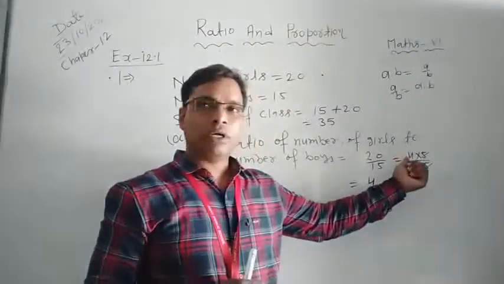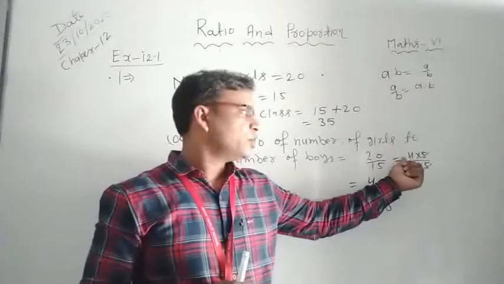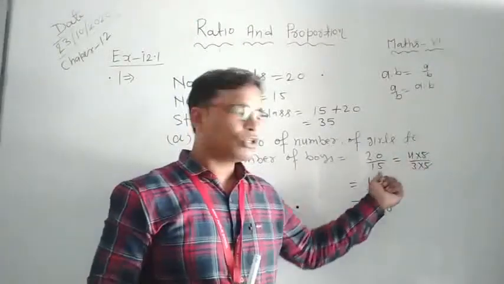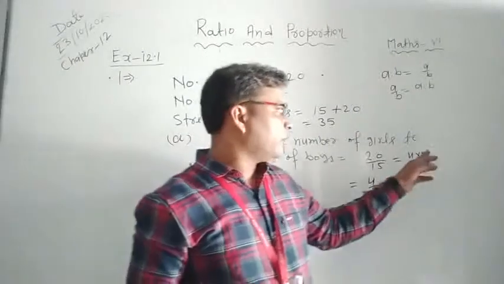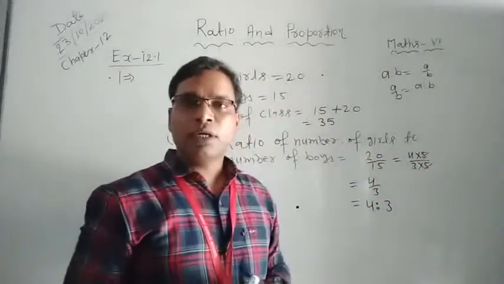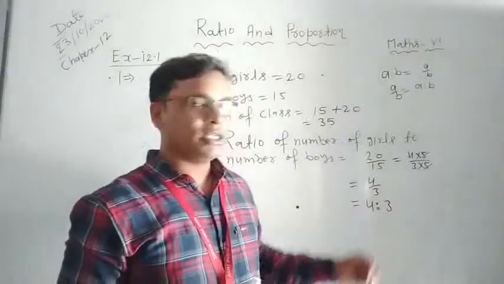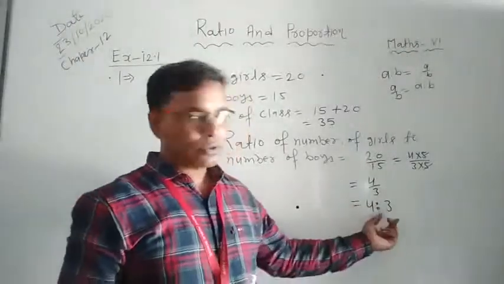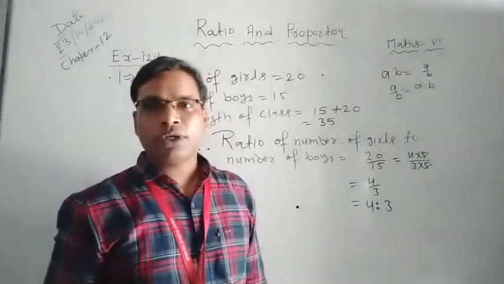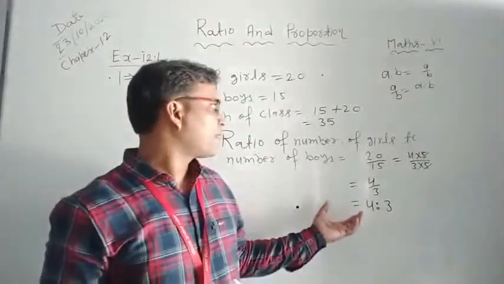You can write 20 as 4 into 5 and 15 as 3 into 5. So here you can see the numerator and denominator both have 5 common. So you can cancel 5 and then we obtain 4 by 3. So 4 by 3 means 4:3. I hope all of you understood this part, A part.